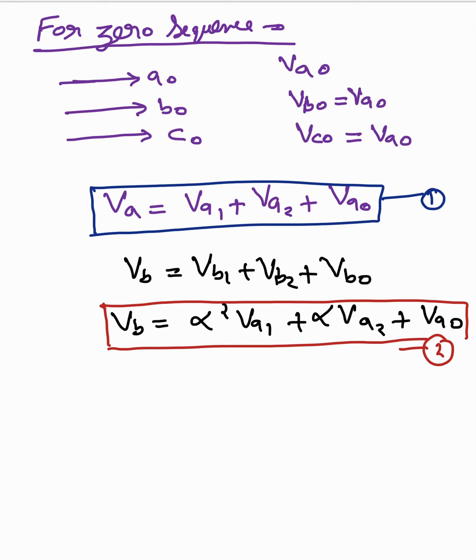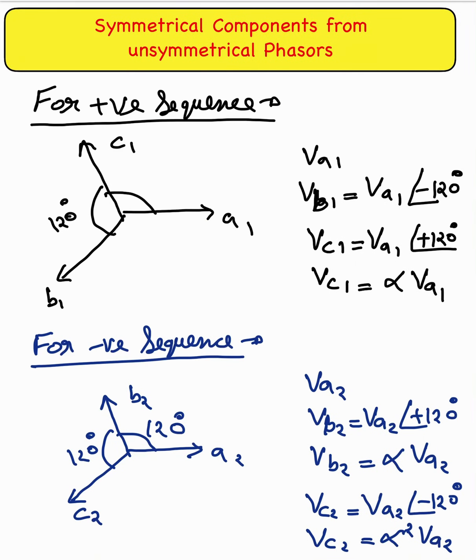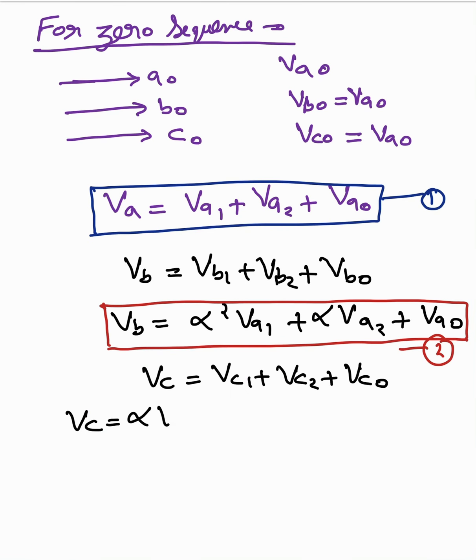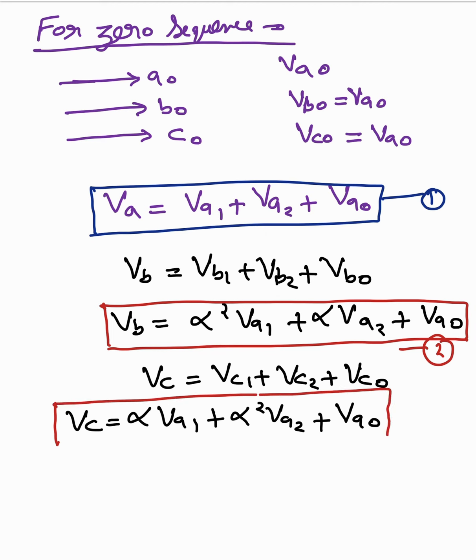Next is VC. VC is equal to VC1 plus VC2 plus VC0. From the positive sequence, VC1 is alpha VA1, and VC2 is alpha square VA2, plus VC0 which is VA0. So VC is equal to alpha VA1 plus alpha square VA2 plus VA0. So that is equation number 3.